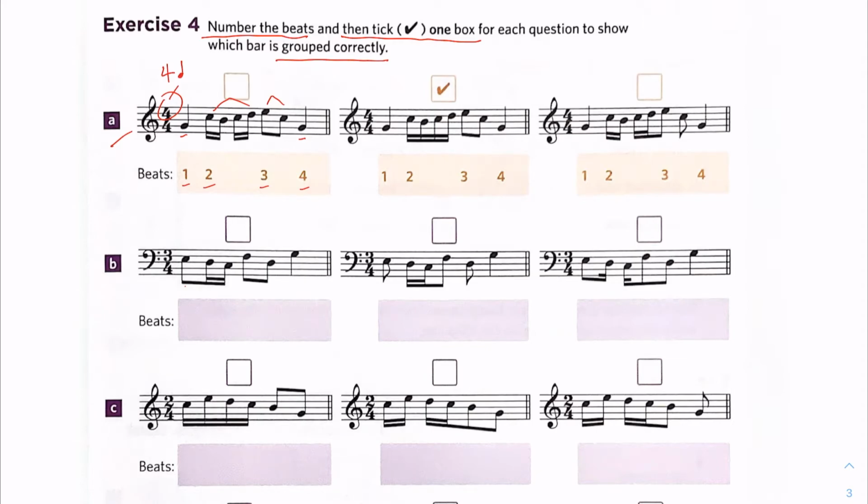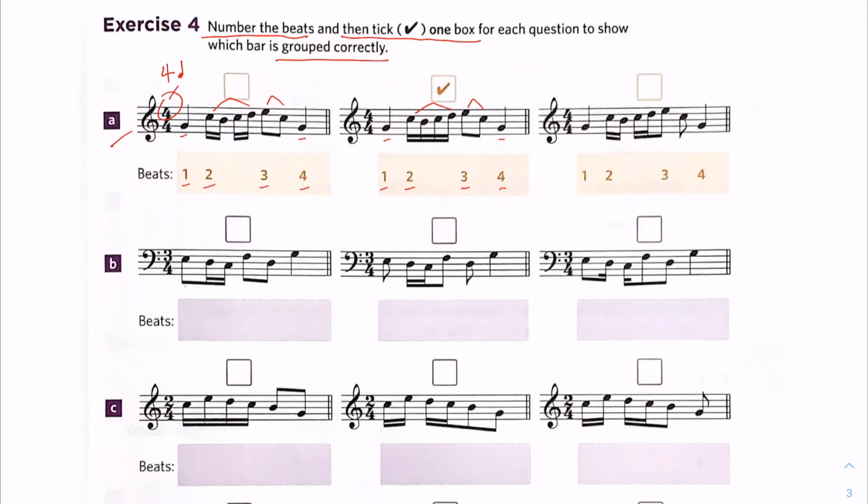Let's take a look at bar 2. Again, we have a crotchet, which is beat 1. The 4 semiquavers is beat 2. 2 quavers make beat 3, and the crotchet is beat 4. Now here, in beat 2, this time, you notice that the 4 semiquavers are grouped together as 4, so this is correct grouping. That's why there's a tick.